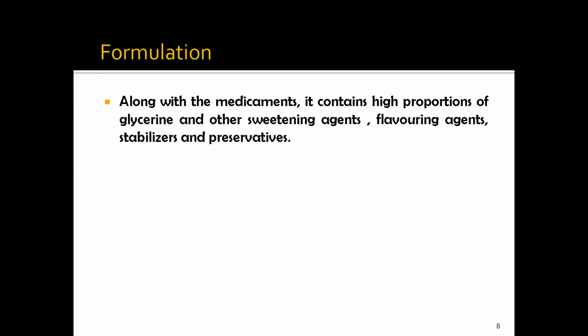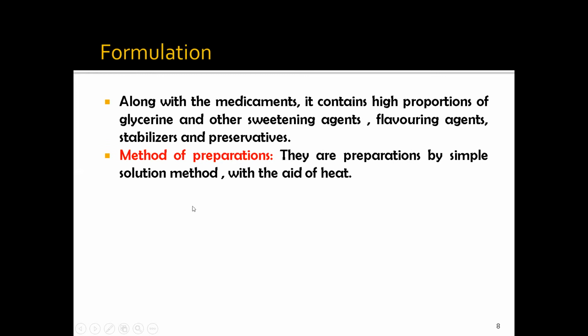So, formulation of throat paint: along with the medicament, the throat paint contains a high proportion of glycerine and sweetening agent, flavoring agent, stabilizer, and preservatives, and they are prepared by the simple solution method with or without the aid of heat.